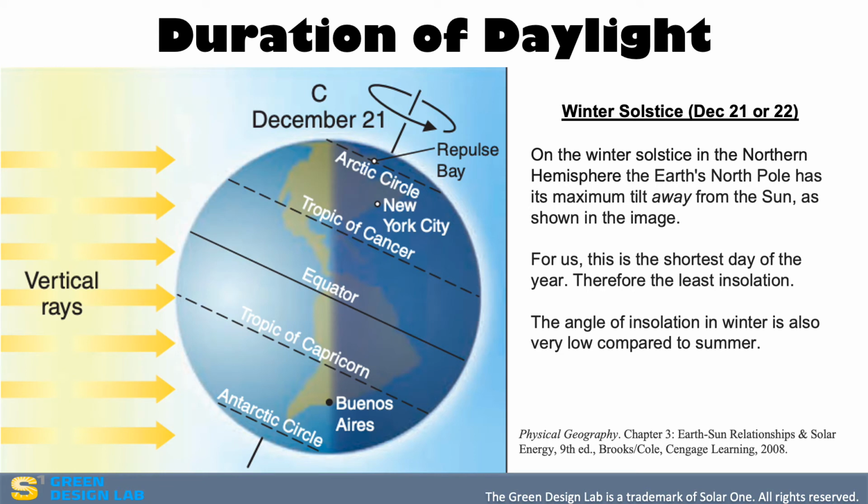Our winter solstice in this northern hemisphere occurs on December 21st. This day is the shortest day of the year, with the fewest hours of sunlight. The winter solstice marks the start of the winter season. On this day, the Earth is at its maximum tilt away from the sun.